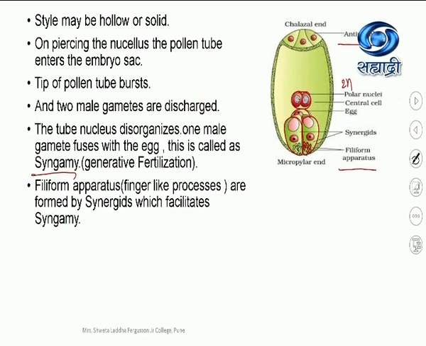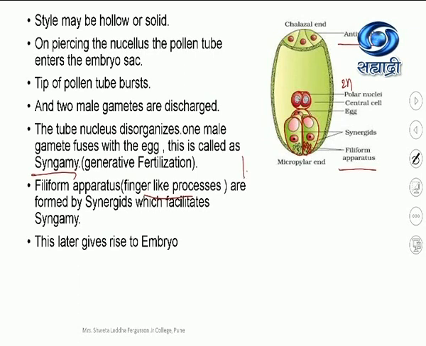The filiform apparatus. What are filiform apparatus? They are finger-like processes. Where are they formed? In the synergids. And what are they doing? They are helping the male gametes to go and fertilize the egg, to carry out syngamy. This later gives rise to the embryo. What is the result of syngamy? The result of syngamy is formation of the embryo.